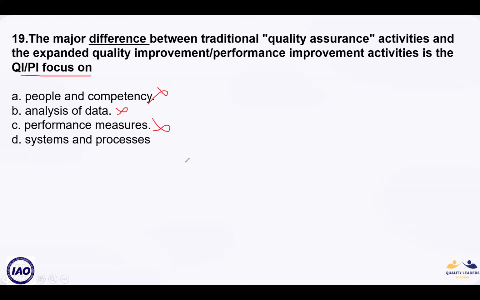QI focuses on systems and processes. Yes, the paradigm shift was moving from blaming people to fixing the systems and processes. This is the right answer. As far as QA is concerned, it focuses on people or individuals, and QI focuses on systems and processes. QA is reactive and retrospective, QI is proactive and continuous. This is what we learned in the first lecture.